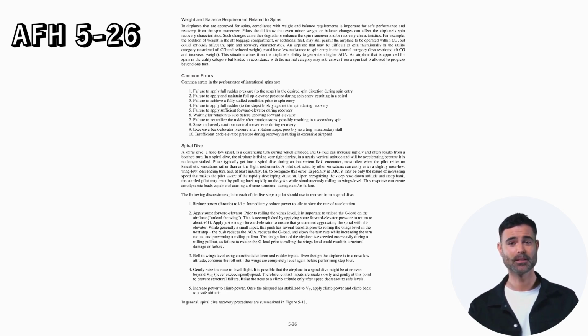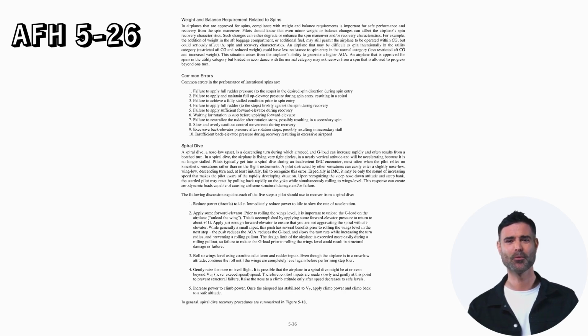Common errors. Common errors in the performance of intentional spins are: 1. Failure to apply full rudder pressure to the stops in the desired spin direction during spin entry. 2. Failure to apply and maintain full-up elevator pressure during spin entry, resulting in a spiral. 3. Failure to achieve a fully stalled condition prior to spin entry. 4. Failure to apply full rudder to the stops briskly against the spin during recovery. 5. Failure to apply sufficient forward elevator during recovery. 6. Waiting for rotation to stop before applying forward elevator.